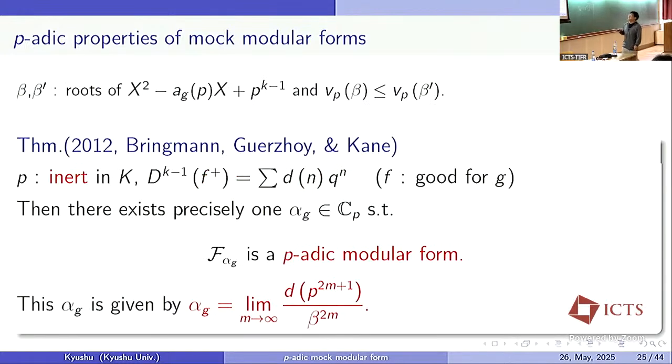And let β and β' be the roots of the Hecke polynomial of g. Then, in 2012, Bruinier, Ono, and Ken showed this theorem. Let p be a prime number inert in K, and we denote d_k minus F^+ is equal to the summation of d_n q^n, where F is good for g. Then there exists precisely one p-adic number α_g in C_p such that the mock-scale F(α_g) is equal to the Fourier expansion of the p-adic modular form. And furthermore, they showed this α_g is given by this p-adic limit.